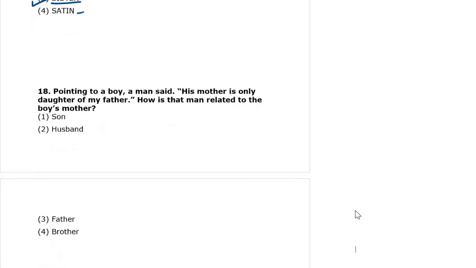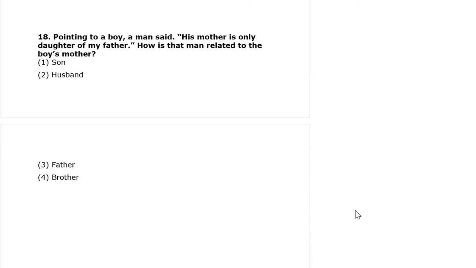18th one. Pointing to a boy, a man said. Okay, one man is here. So practice blood relation questions. Already I have done 10-15 questions. Watch that video, it will be easy. Very, very simple questions. So he is pointing to a boy, a man said. This is a man, this is a boy. For male we use boxes, for female we always use a circle. This is the boy.